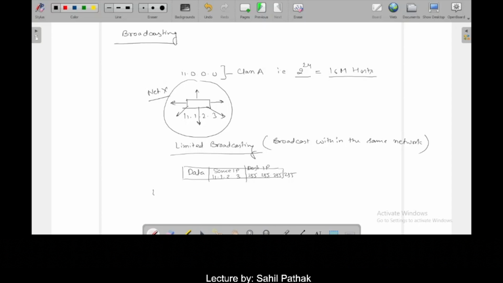So we can see over here that the limited broadcasting address is nothing but 255.255.255.255. So whenever we see this IP address in the destination part, that means that packet needs to be broadcast to each host within the network, and this IP address is known as the IP address of limited broadcasting.